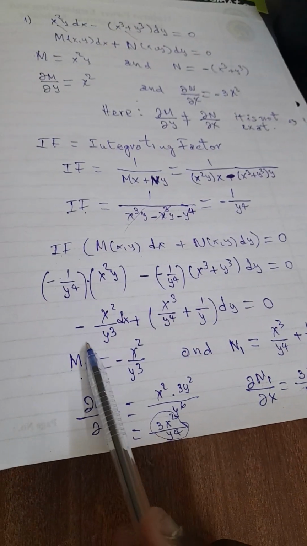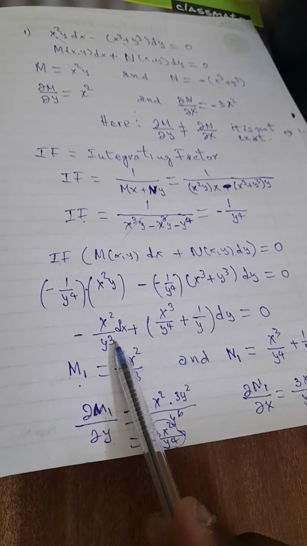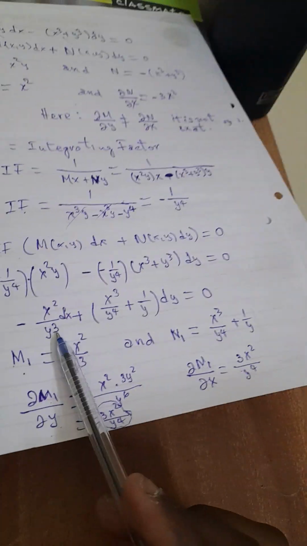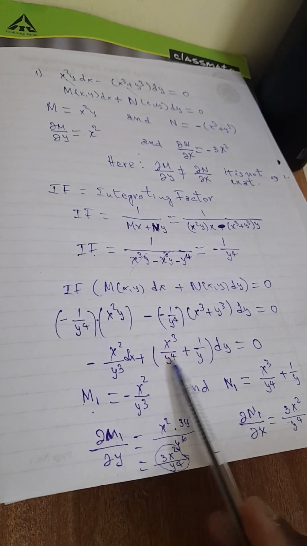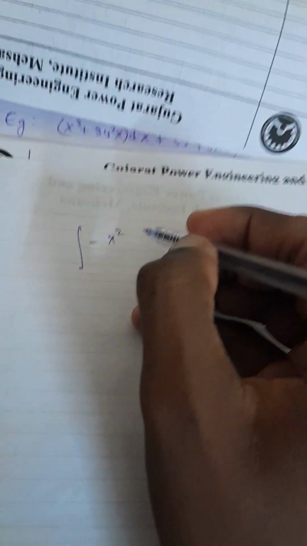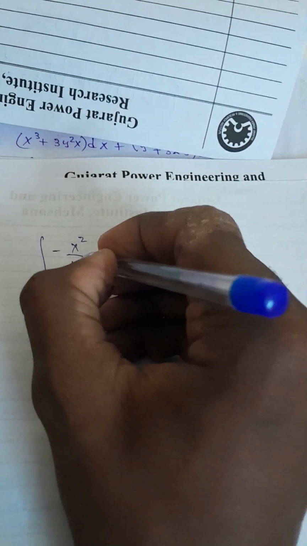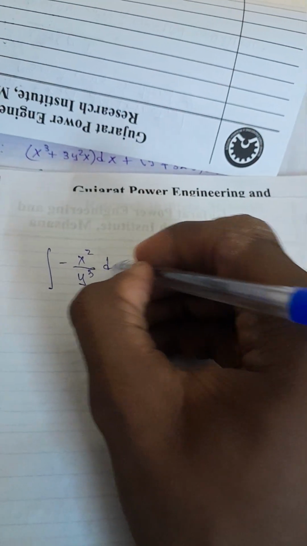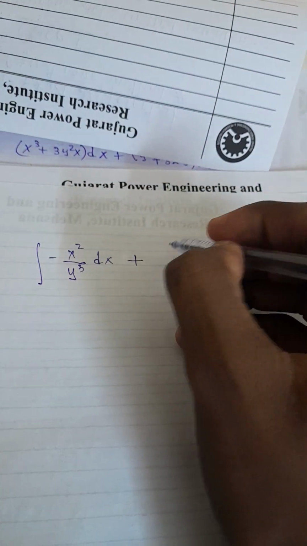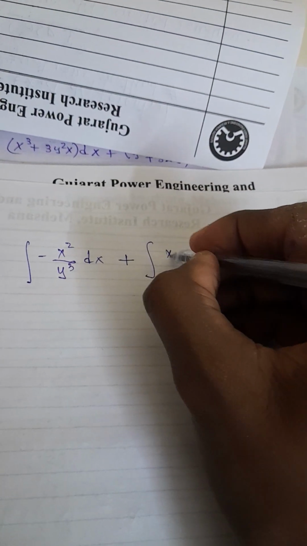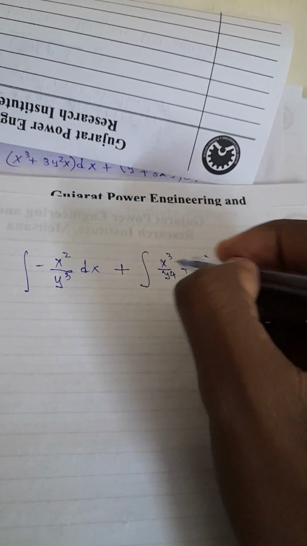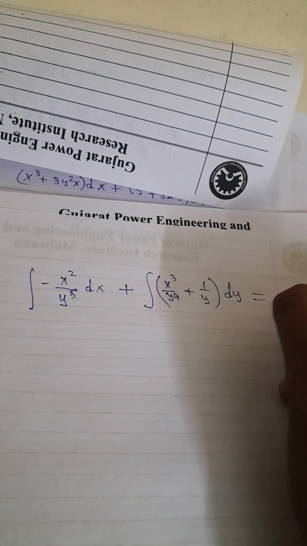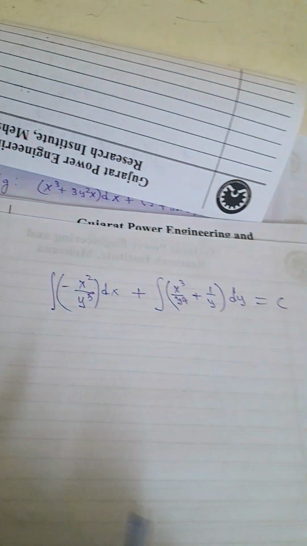Okay, just integrate this part and this part. In this integration you have to consider y as constant, and in this integration you have to consider x excluded. All the terms that have x must be excluded. So this will be minus x squared. See, the integration of minus x squared y cubed dx, plus the second integration, the integration of x cubed y to the power 4 plus 1 upon y, dy, equal to c.